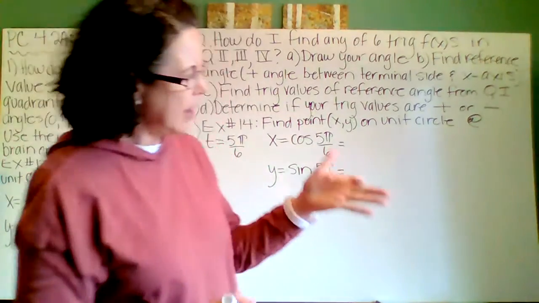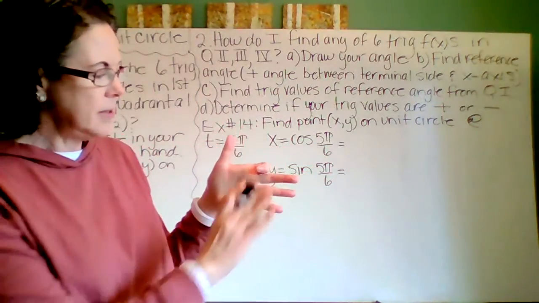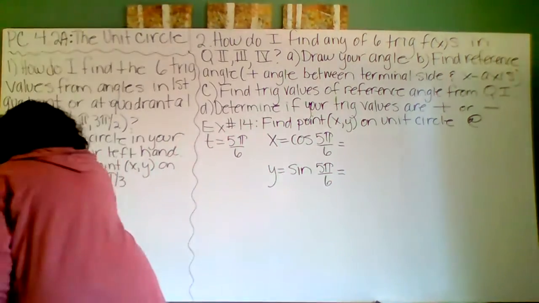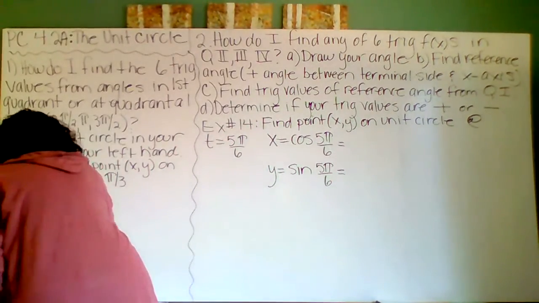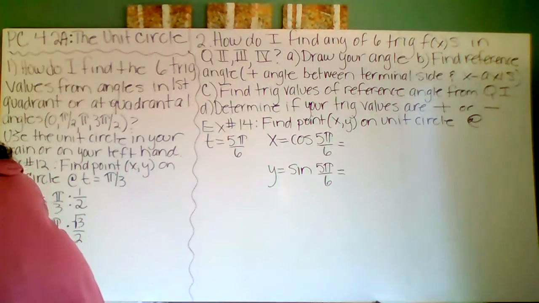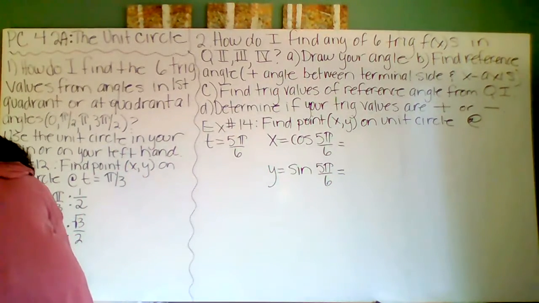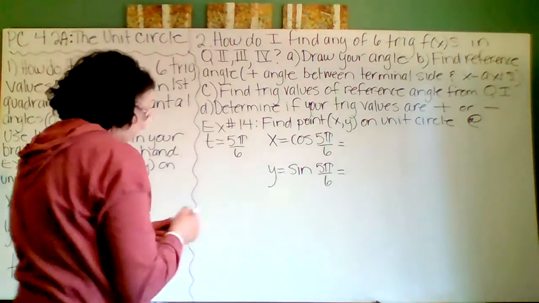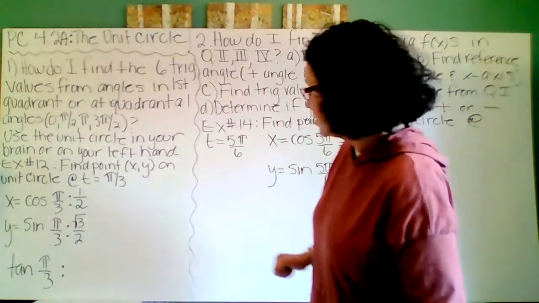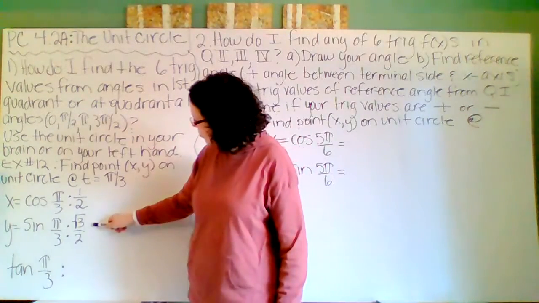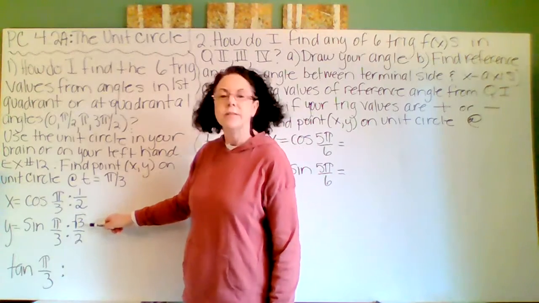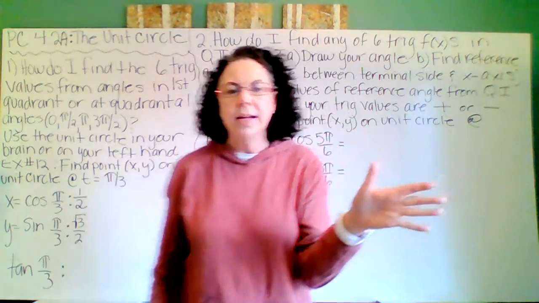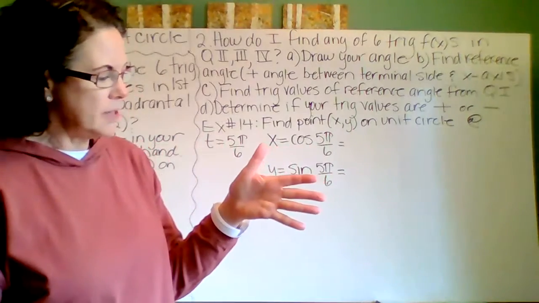Sine, right, was the bottom fingers. So that would be the square root of 3 over 2. There we go. Now tangent of pi over 3 is sine divided by cosine. So you could just take the square root of 3 over 2 divided by 1/2, and that would get you tangent, or tangent is on the back of your left hand.